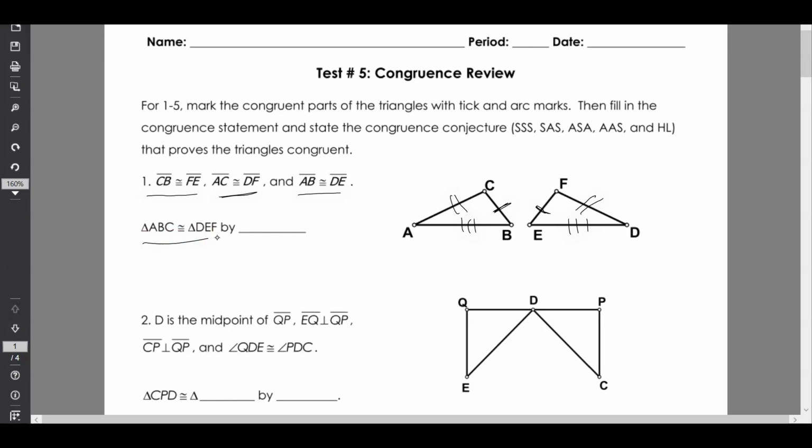ABC, DEF by what? And if you look at these, all three sides are labeled. So that's side, side, side.